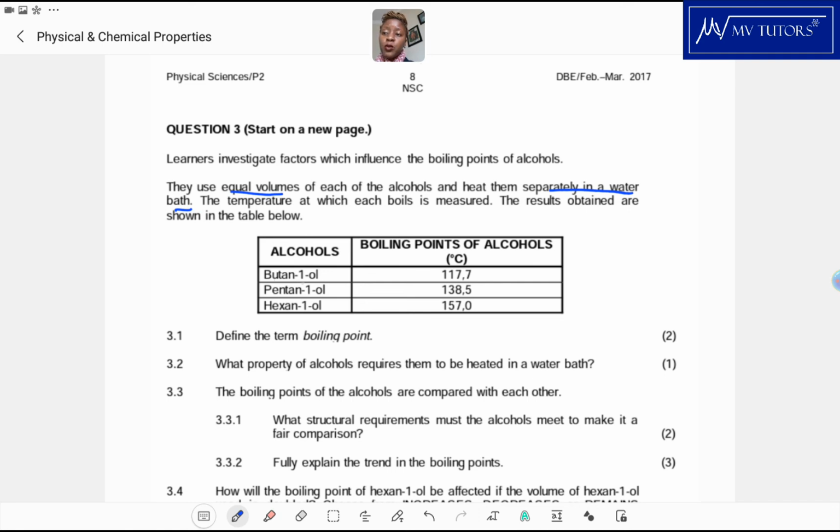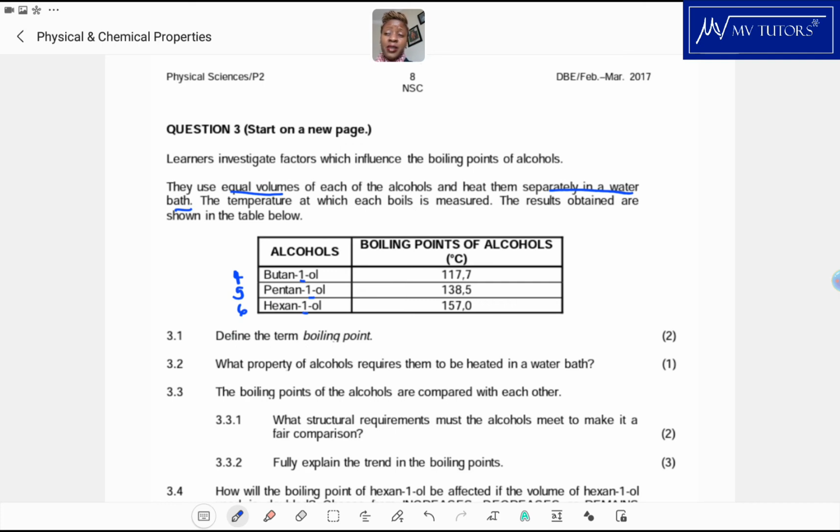So butan-1-ol, pentan-1-ol, and hexan-1-ol. So we know but has 4 carbons, pent 5, and hex has 6. And the fact that they say 1, it means it's on the first carbon. Okay, so we're dealing with primary alcohols here. Okay, so now it says to define the term boiling point.